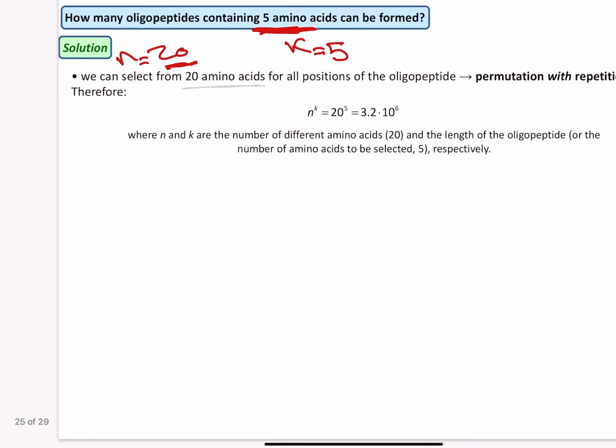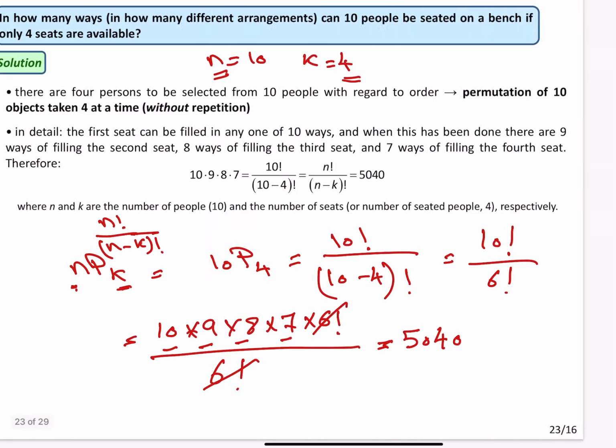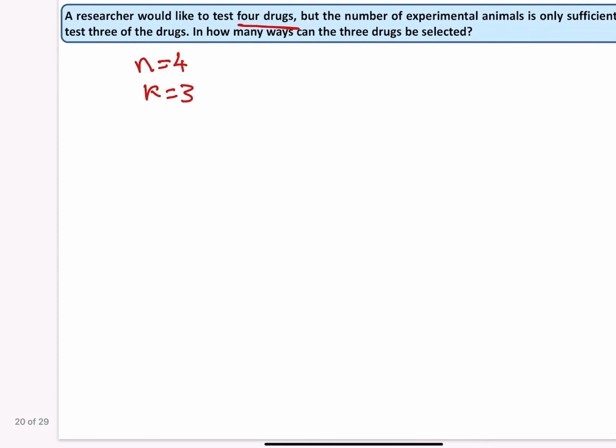But here, the total number of amino acids in the world which we have is 20, but we are using 5 only. Okay? So it will be n to the power k, which equals 20 to the power 5. And on the calculator, you can get it. So we are also done with this one.